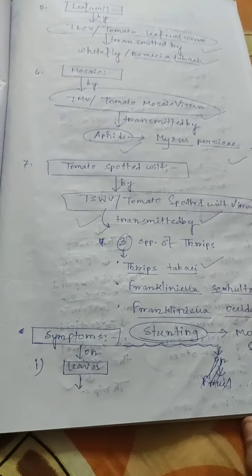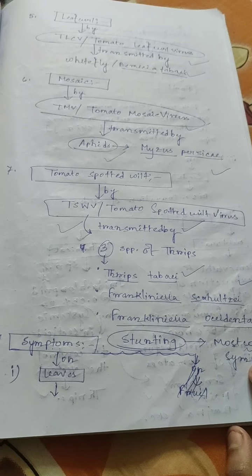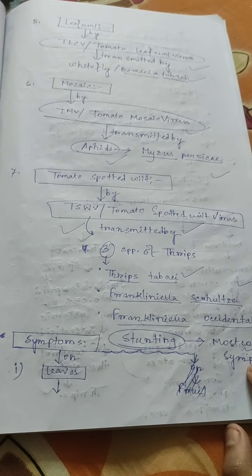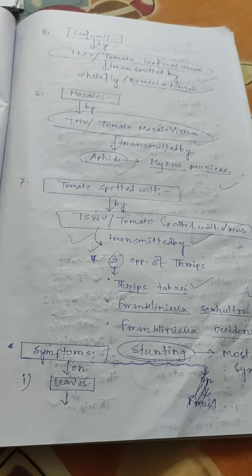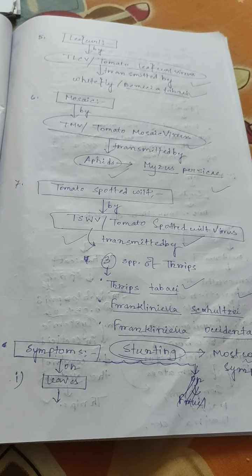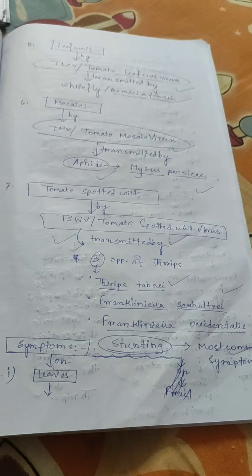So tomato leaf curl virus is transmitted by the whitefly Bemisia tabaci. Tomato mosaic virus is transmitted by the aphid Myzus persicae, and tomato spotted wilt virus is transmitted by 3 species of thrips: Thrips tabaci, Frankliniella schultzei and Frankliniella occidentalis.